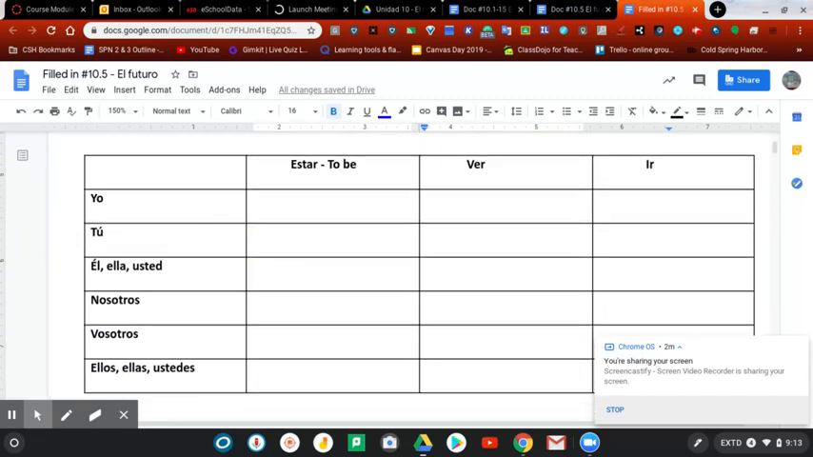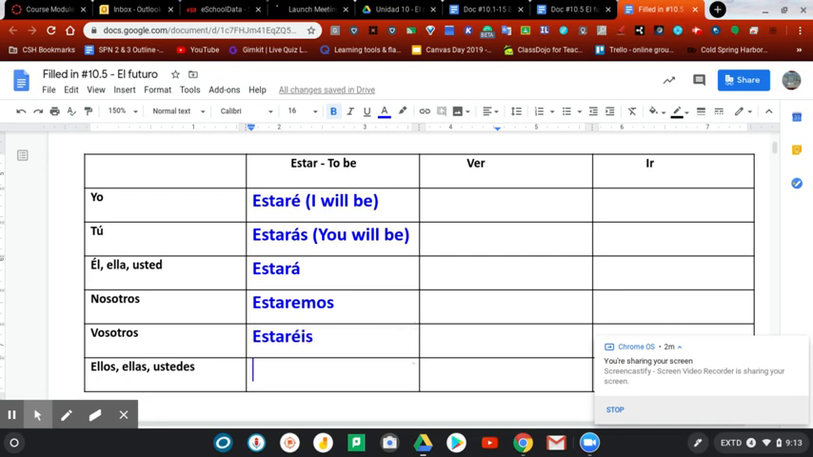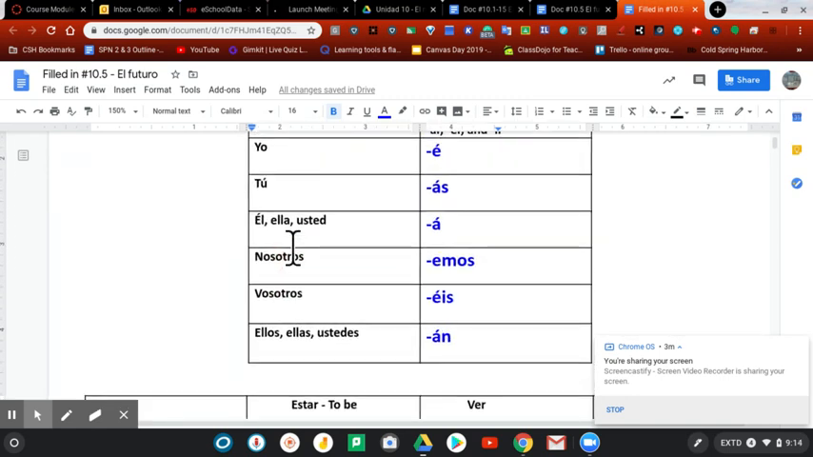Okay? So we have the verb estar, to be. What do we get? Estaré, I will be. Tú estarás, you informal will be. Él, usted, estará, he will be, she will be, you formal will be. Estaremos, we will be. Estaréis, you all will be. Ellos y ustedes estarán, they will be, or you all will be. So we just keep the estar, we keep that AR ending on, and we just add these endings from up top.